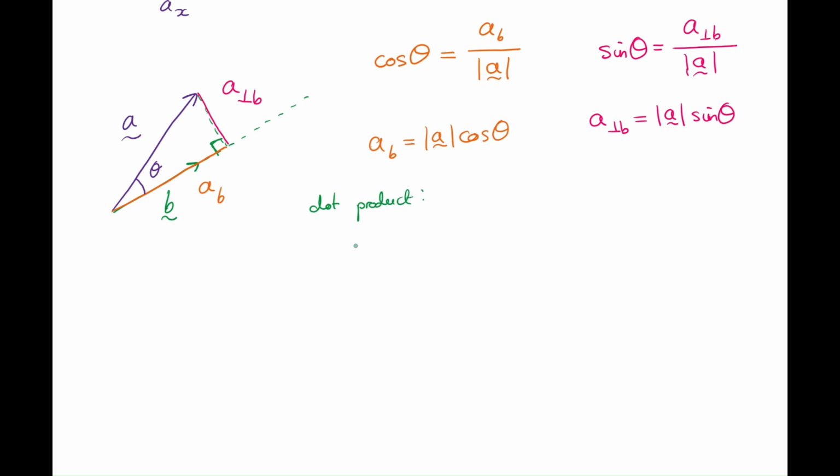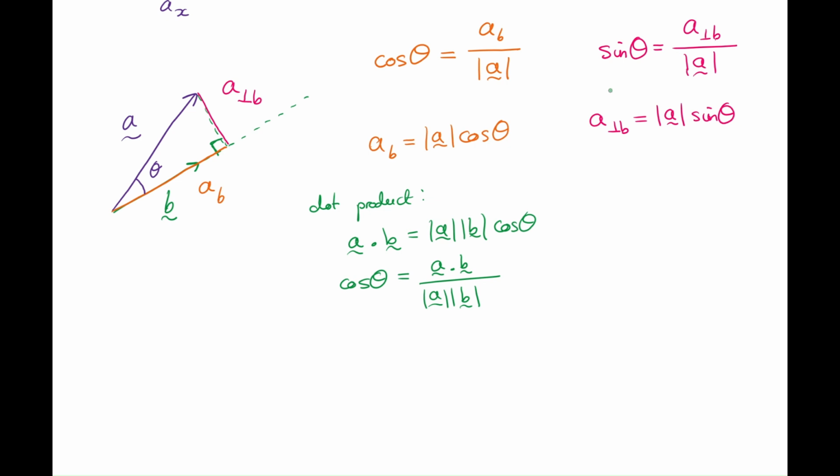The dot product tells us that the dot product between two vectors is equal to the magnitude of A times the magnitude of B times cosine of theta, and therefore we can rearrange to find an expression for cos theta. So cos theta is equal to A dot B over the magnitude of A times the magnitude of B.